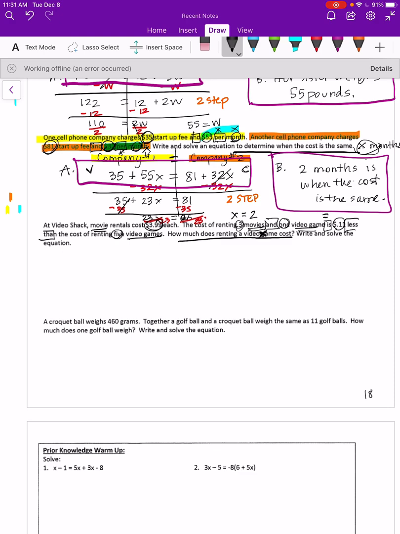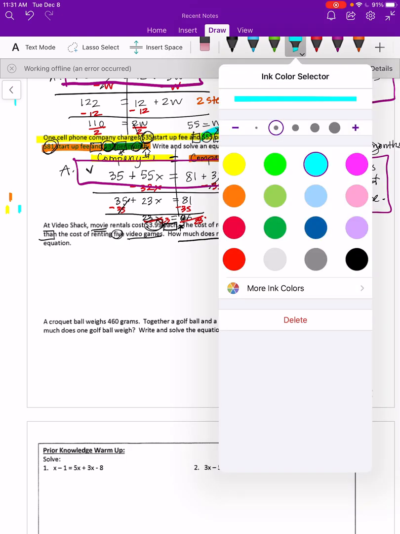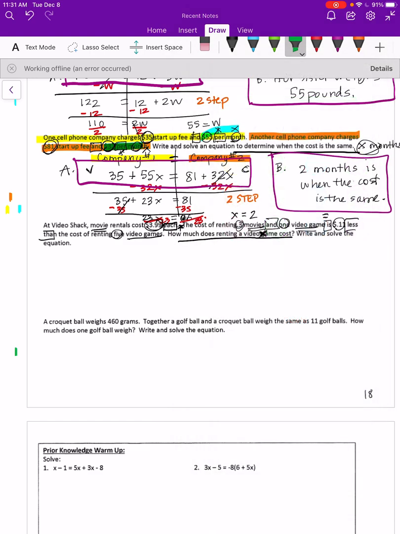So here it goes. It says movie rentals cost $3.99 each. You are renting 3 movies. So this "each" means you're going to take $3.99 and multiply it by the 3 movies. I don't know how it would be best. Should I maybe make that a green? So $3.99 and 3 movies, those kind of go together.